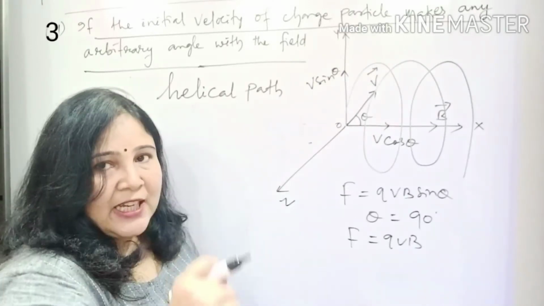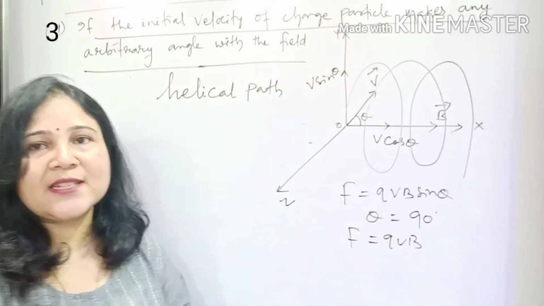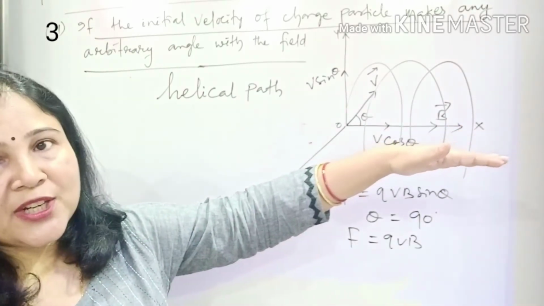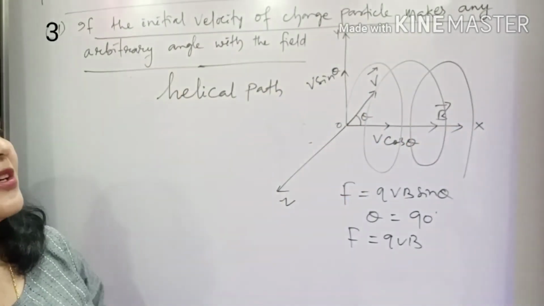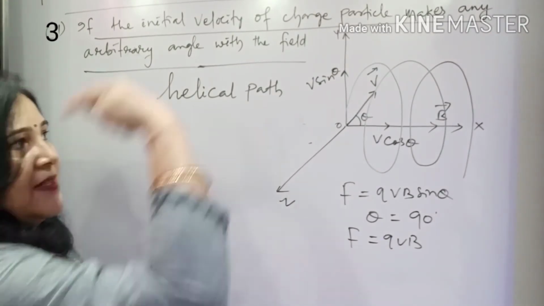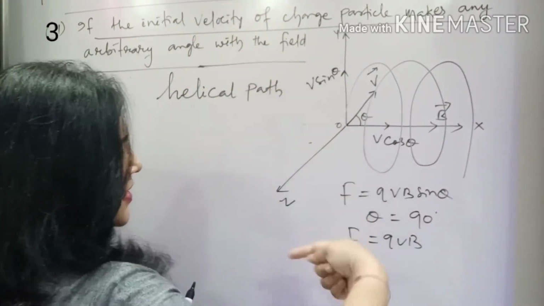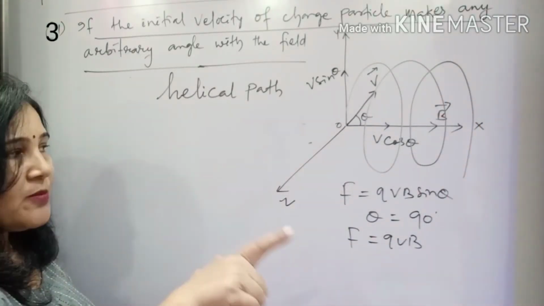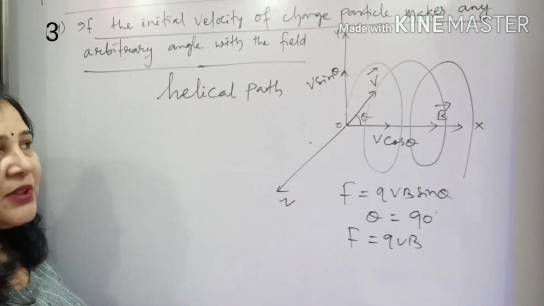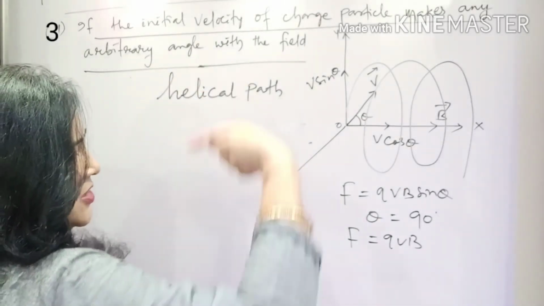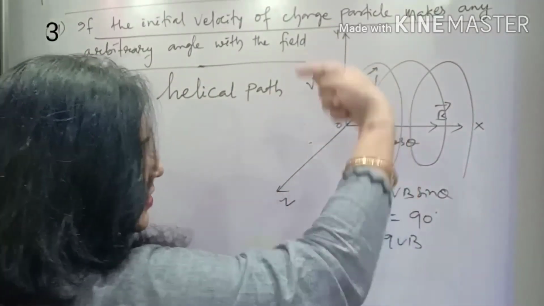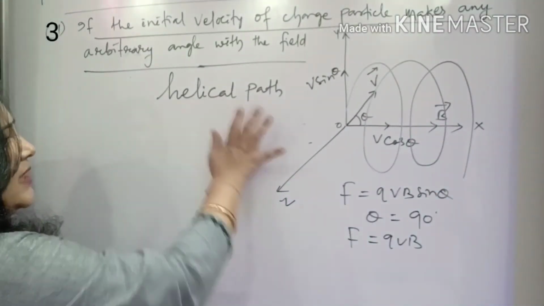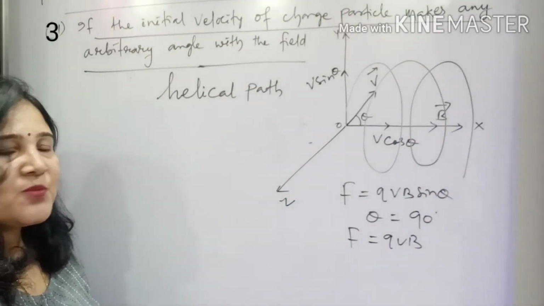That means in a helical path, two types of motion exist here. The charged particle is moving forward in this direction, and simultaneously the charge is also moving in a circular path. Taking a circle, it is going ahead in a linear motion. Linear motion and circular motion both take place simultaneously. So the charge is rotating this way, and it is also going forward. This type of path is called a helical path.